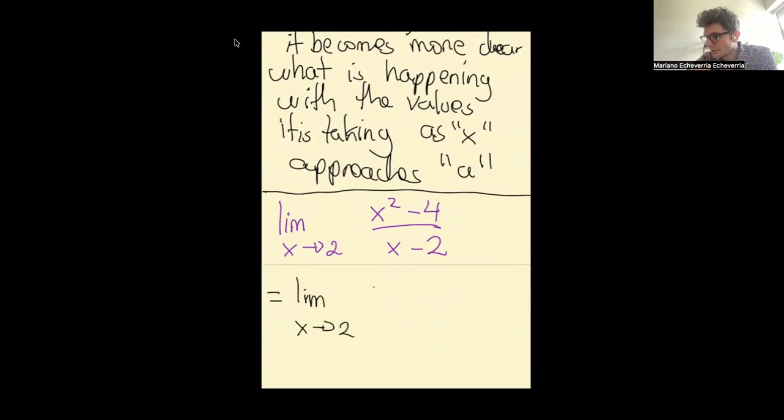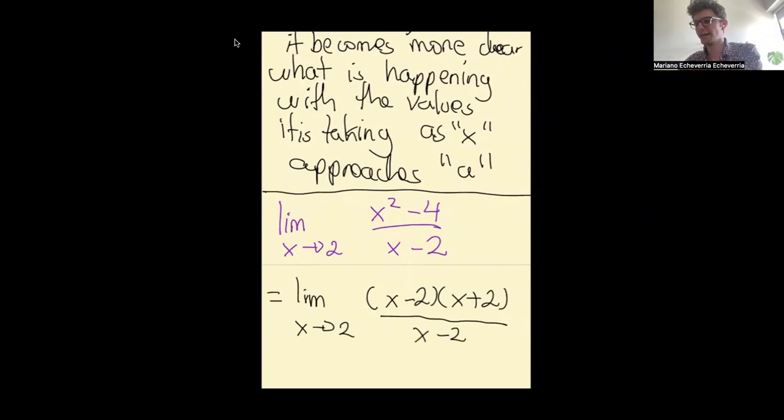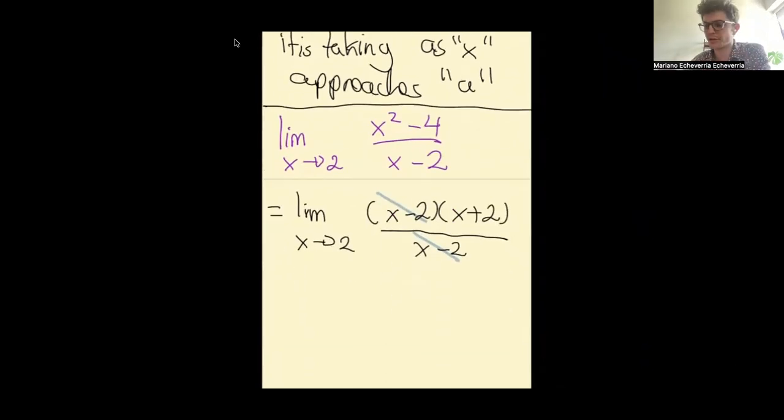So if you change the numerator into x minus 2 times x plus 2, and you do nothing to the denominator, then it is clear that there's a common factor which appears both in the numerator and denominator. So you can get rid of it.